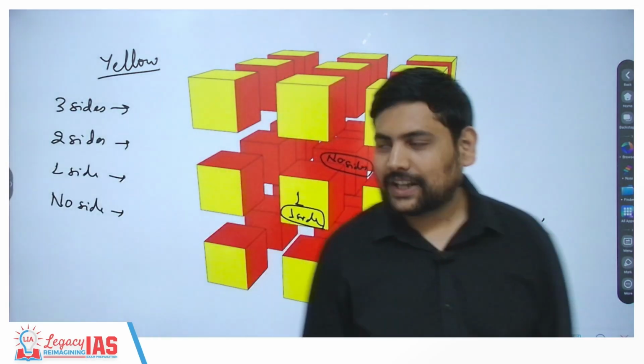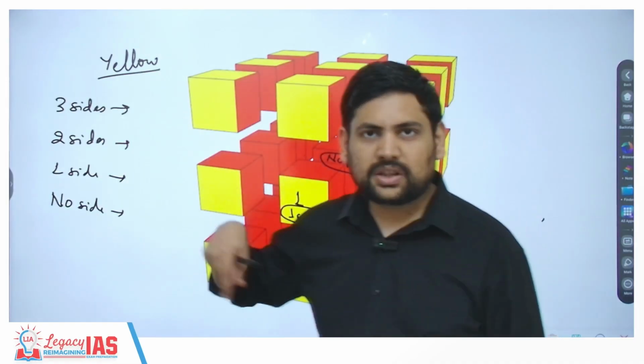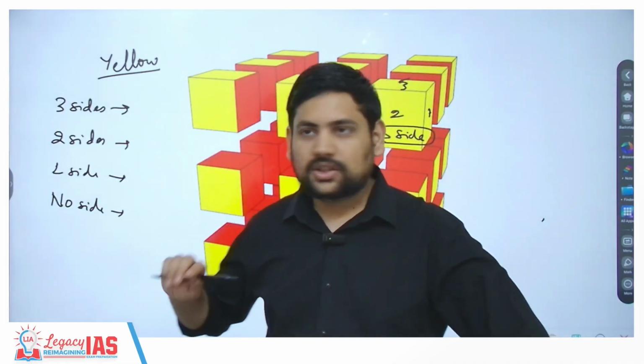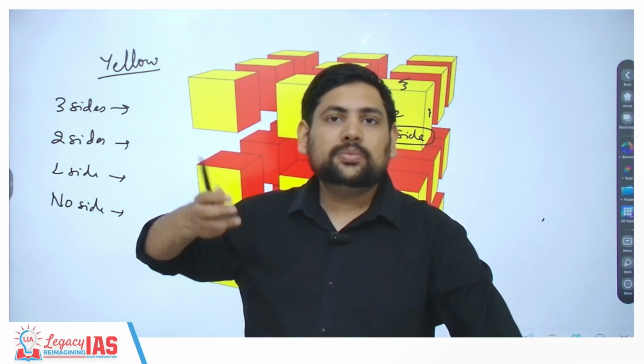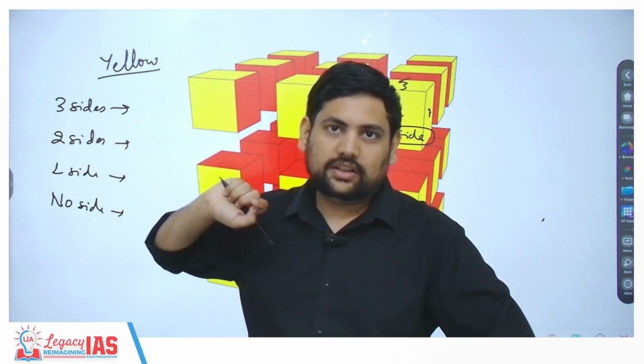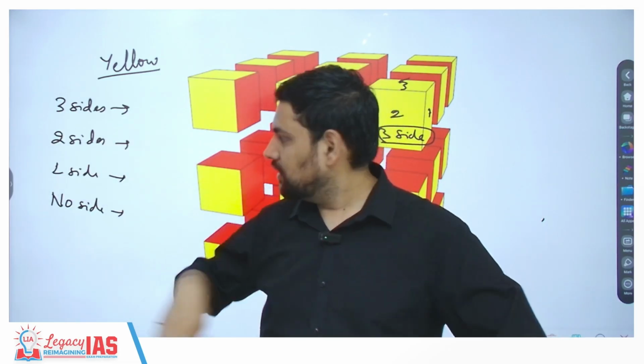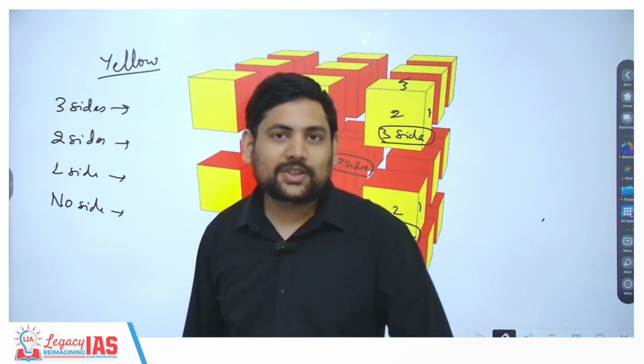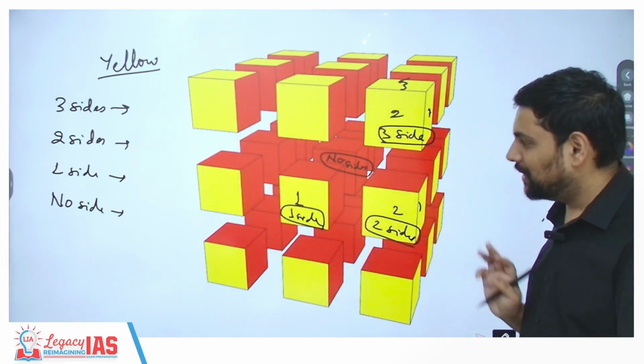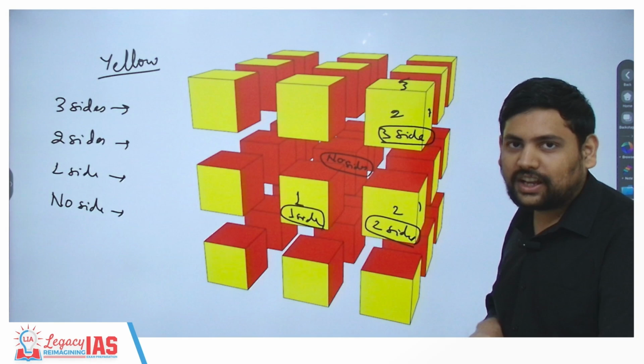Okay, understood? So these are the four possibilities. Then they ask you, what is the number of cubes with three sides colored? What is the number of cubes with no sides colored? So this is what their typical question looks like. Okay, fine.